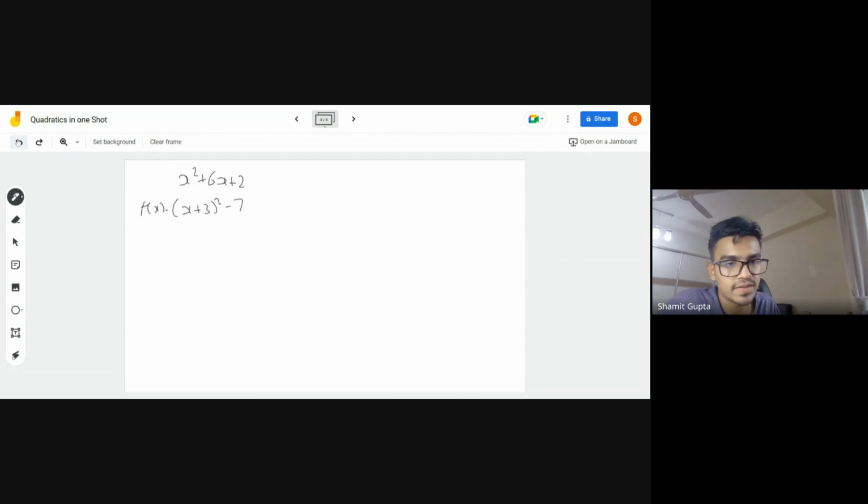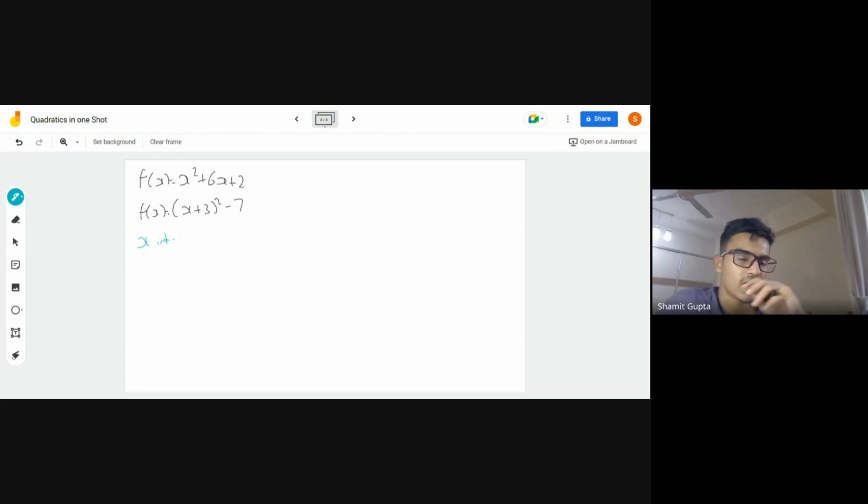Another very important application is in the drawing of graphs. Now you'll be like, how does it matter in the drawing of graphs? So let's look at this graph. How will we sketch it? Okay, we need 2 points. We need the x-intercept and we need the y-intercept. The x-intercept is when y is equal to 0.